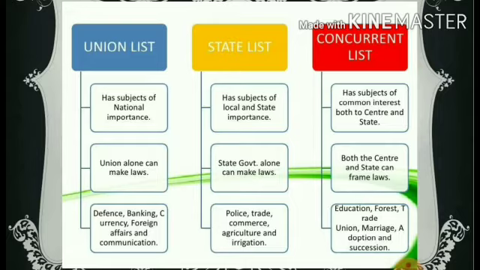The third is the concurrent list. Here the subjects are of common interest to both center and state, and both the center and state can frame laws. For example, education, forest, road, union, marriage, adoption and succession.